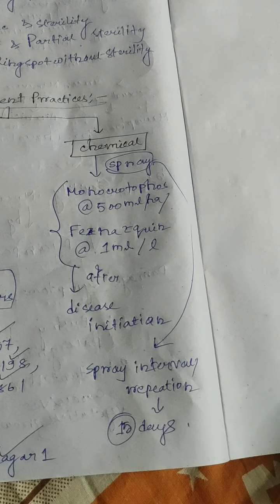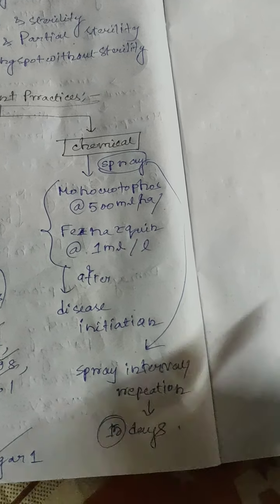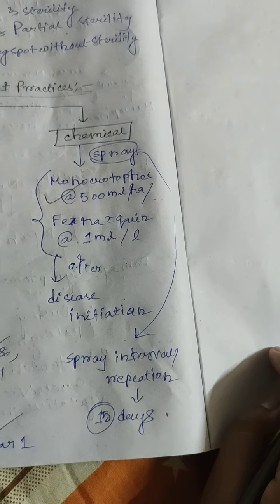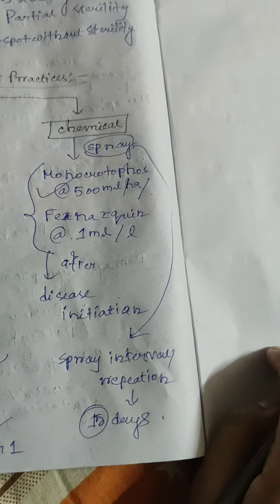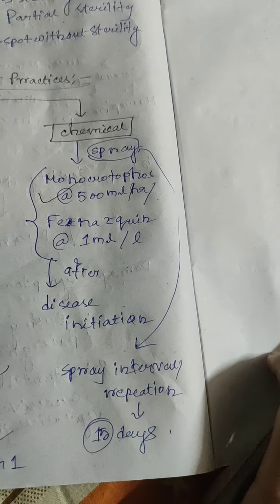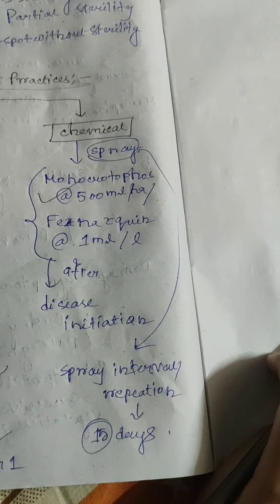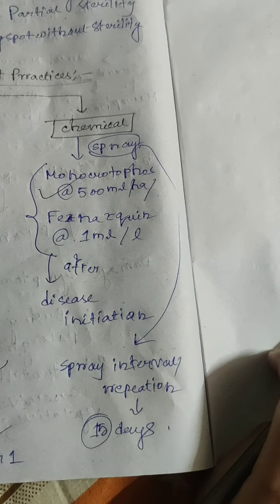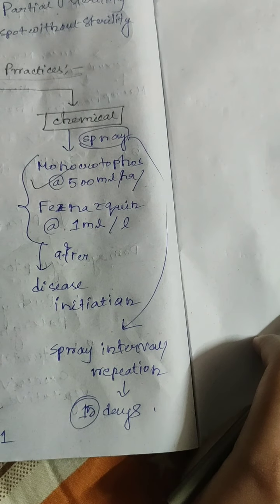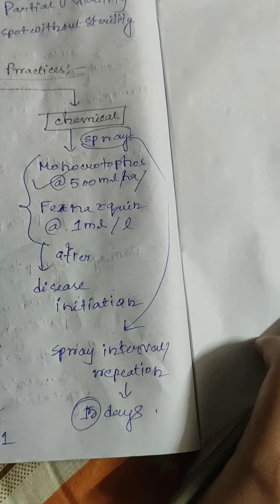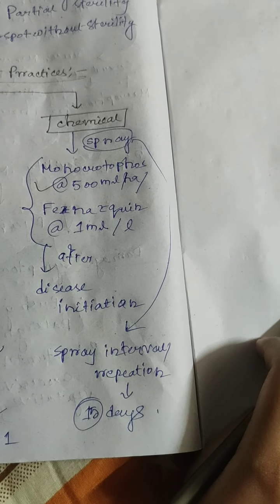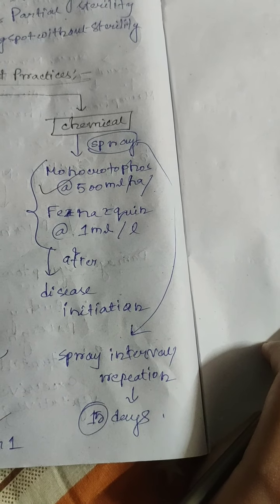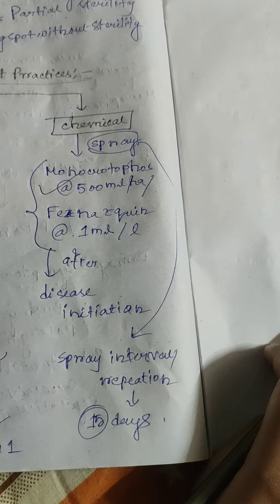Under the chemical practice, spray monocrotophos at the rate 500 ml per hectare or a new insecticide at the rate 1 ml per liter after the disease initiation. Spraying interval or repetition is 15 days.